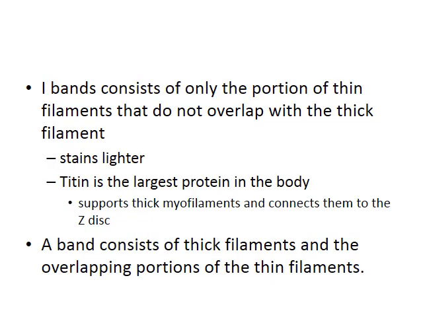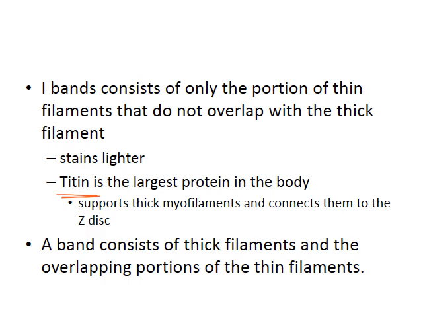So, I bands are going to consist of only the portion of thin filaments that do not overlap with the thick filament. Like I showed earlier, this is what causes it to stain lighter. Now, within the I band, there's another protein, which is the largest protein in the body, and that's going to be titin. So if you see this on the test, it's pretty easy to remember, well, titin is another word for very large, so titin is the largest protein of the body. And this is going to help support those thick myofilaments and connect them as well to the Z disc.